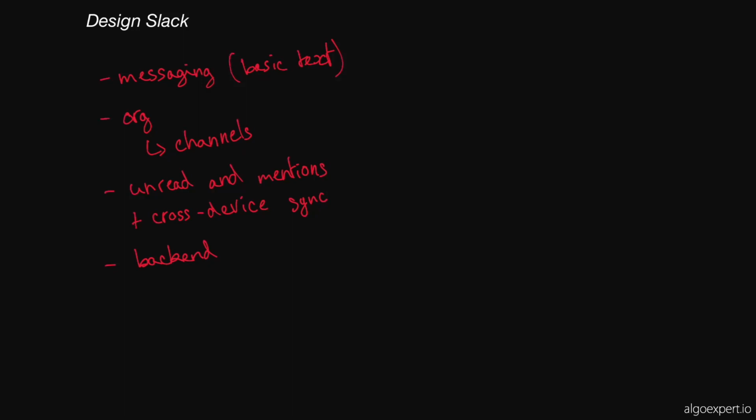My last few questions have to do with the scale of the system, because I think I have the functionality in mind now that we're designing. But how many users use Slack, or how many users are we designing this for? And going even beyond that, when we're talking about an organization or a channel, how big can those get? How many users can be in those?